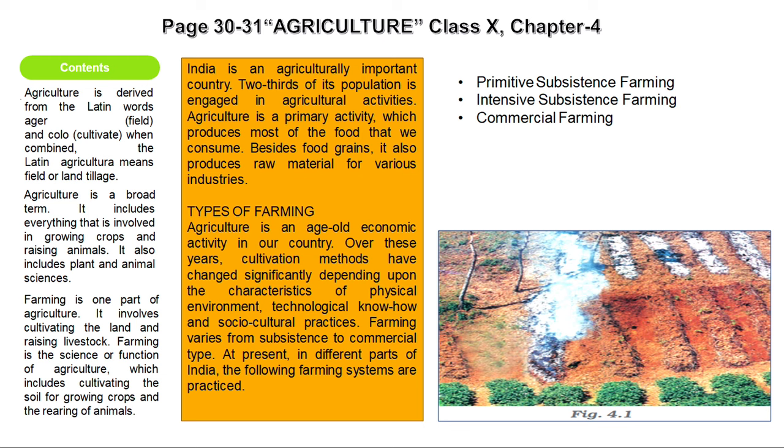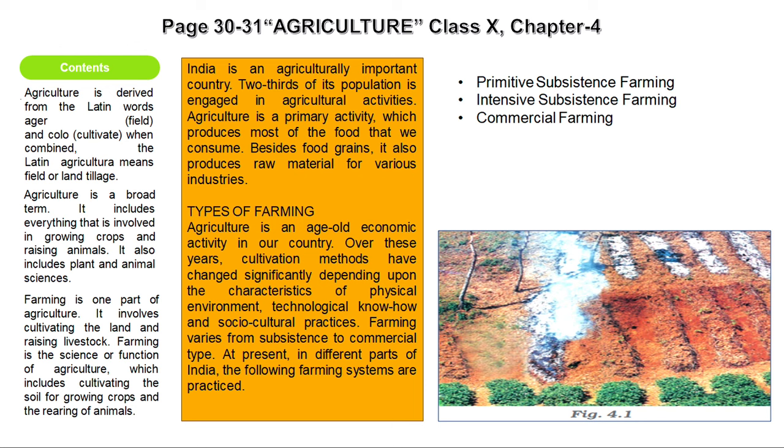Now the page number 30-31, the contents that start with agriculture, because you know that it starts with agriculture, then again in the chapters comes the farming, so there is a bit of confusion. So to avoid that confusion, I have given the definitions that definitely are not given in the book, but I have taken from some other sources.